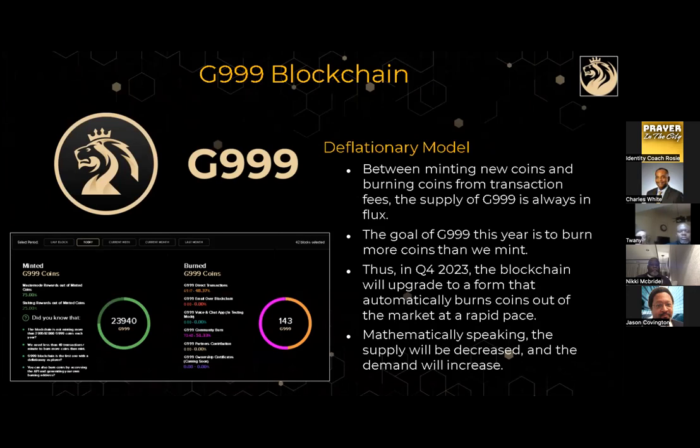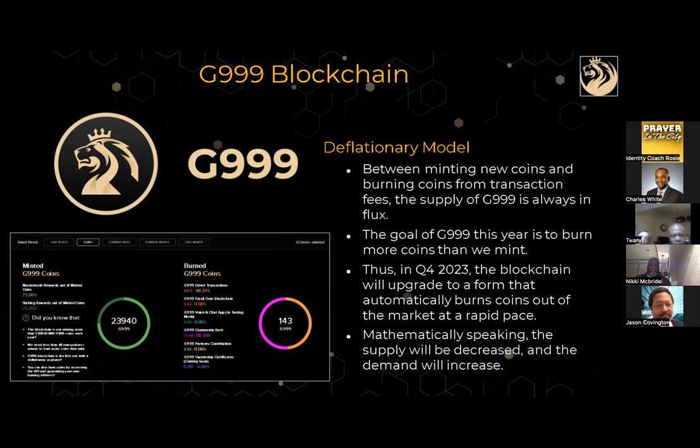That brings us to the deflationary model of this. Between the minting of new coins and the burning of coins from transaction fees, the supply of G999 is always in flux. It's always going up and always going down. The goal of the G999 this year is to burn more coins than we mint, making it deflationary.